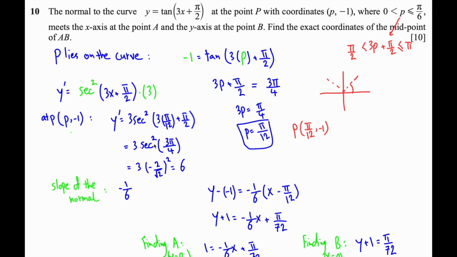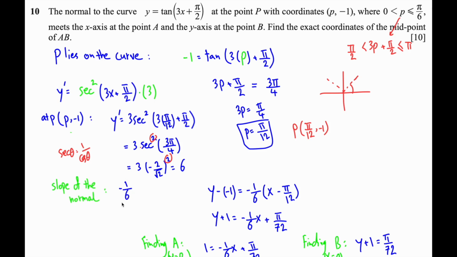If you recall, secant is nothing but 1 over cosine. So what is the cosine of 3 pi over 4? That would be negative square root of 2 over 2. The reciprocal of that would be negative 2 over square root of 2. Watch out for the power 2 here. And then you need to multiply it by 3. So you get 6.